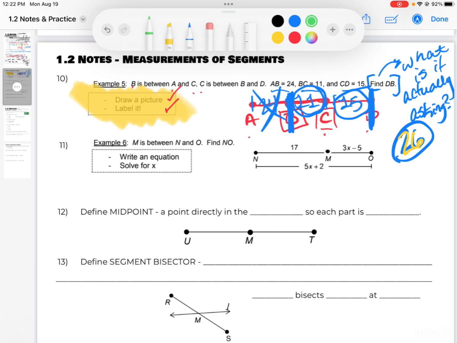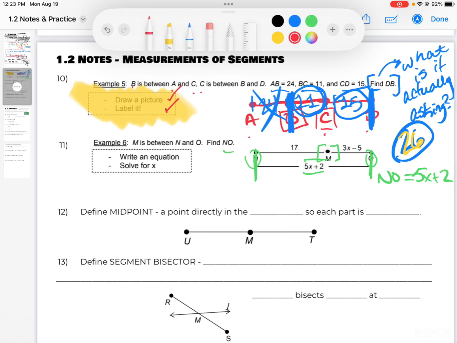Example 6, a little bit tougher. It says M is between N and O. So I've got M right here, in between N and O. Find NO. So it wants to know this whole distance, which it's got a little equation for, NO equals 5x plus 2. But that doesn't help me too much because I don't know what x equals.